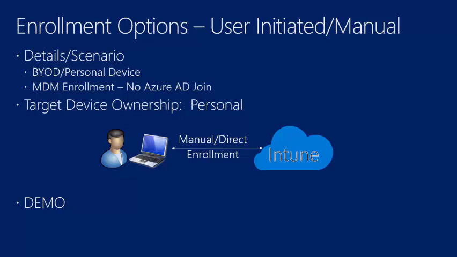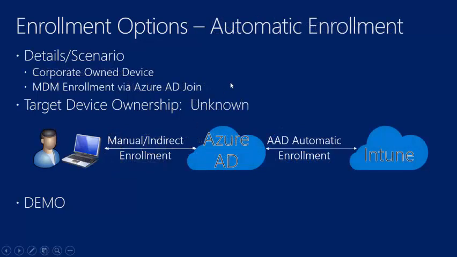Okay, let's do the next one. So this would be an automatic enrollment. The user still initiates it, and so this is kind of a double hop enrollment. And so the scenario here specifically would be devices that are corporate owned.